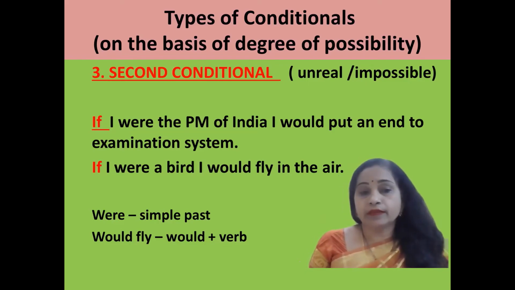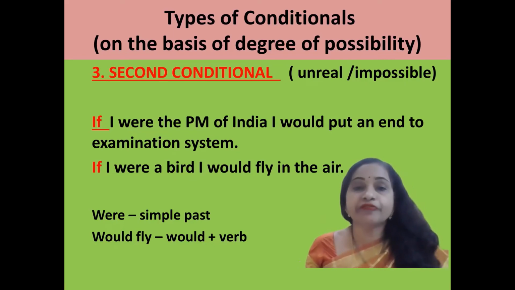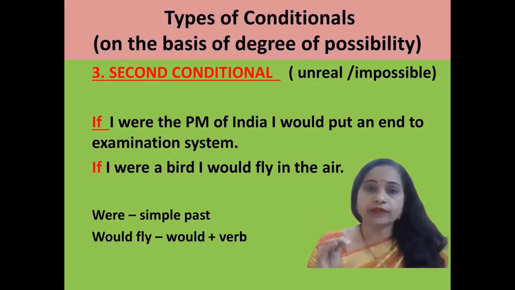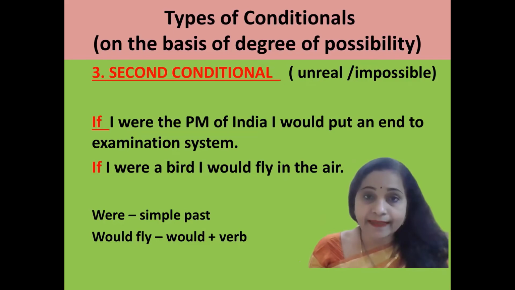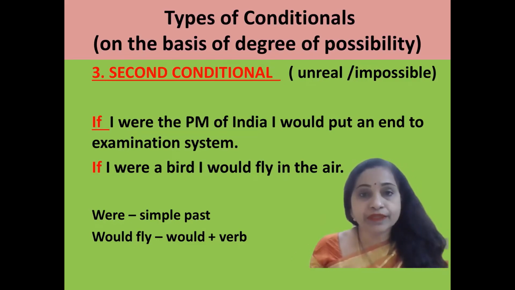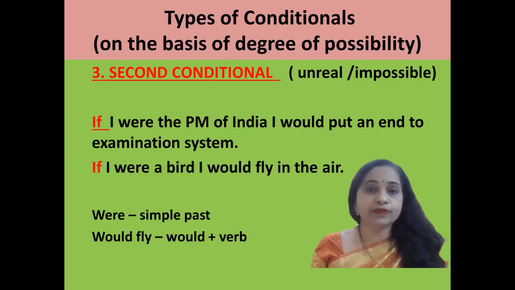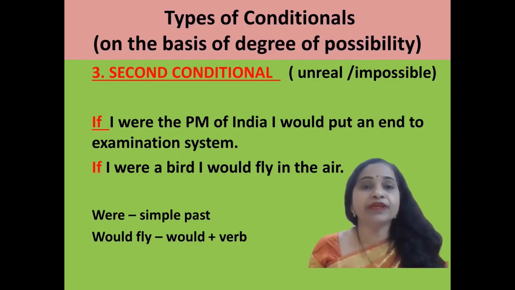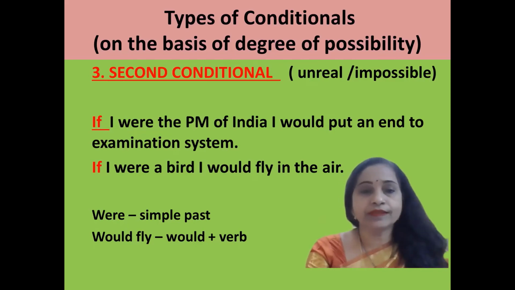And then look at the next type of verb in the main clause. In the main clause, it will be would fly. Would plus the base verb. So if I were a bird, I would fly in the air. I would put an end. So all these verbs have to be in combination with would. So this is the second type of conditional.